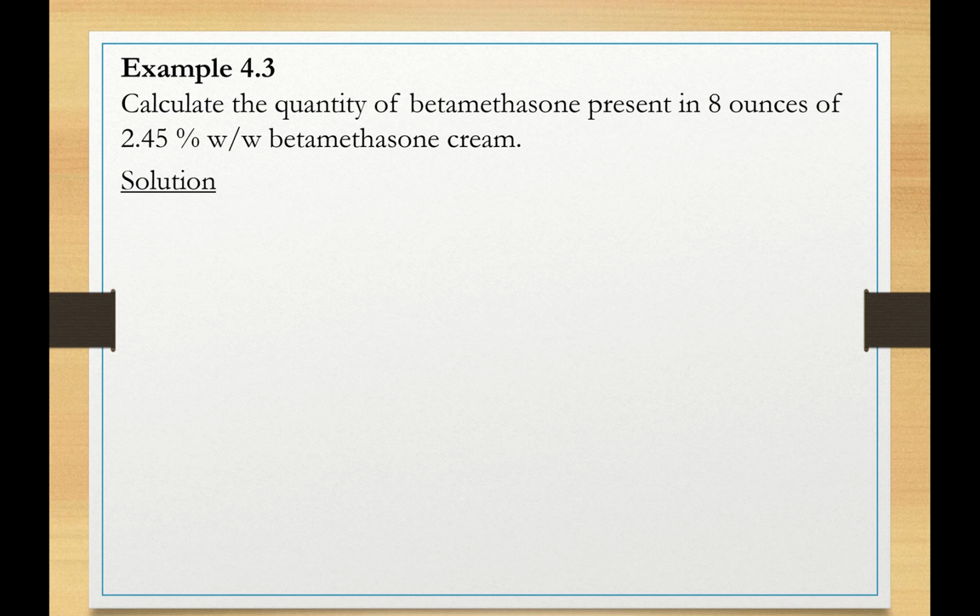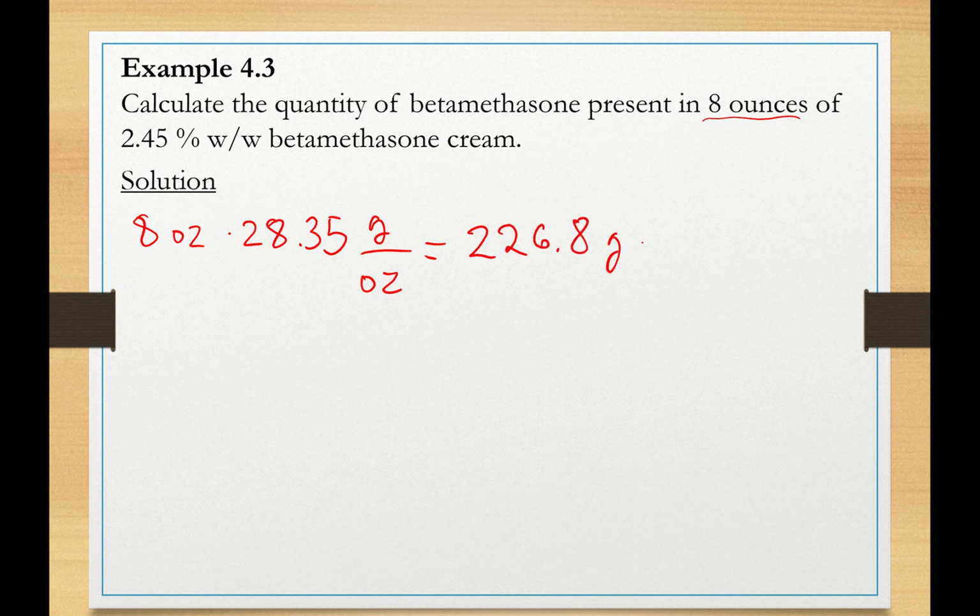Let's move to the next one now. Calculate the quantity of betamethasone present in 8 ounces of 2.45% weight per weight betamethasone cream. So obviously here, first we need to apply the conversion, convert the 8 ounces into grams, and then multiply the grams of cream by the concentration of betamethasone in the cream. 1 ounce is 28.35 grams, so I have 226.8 grams of cream.